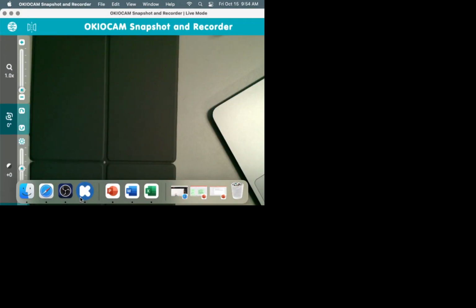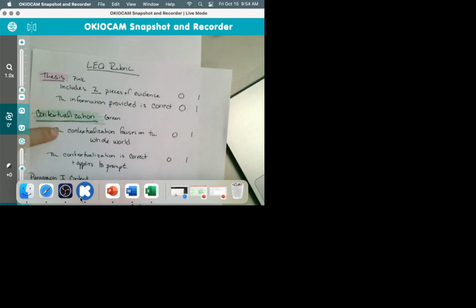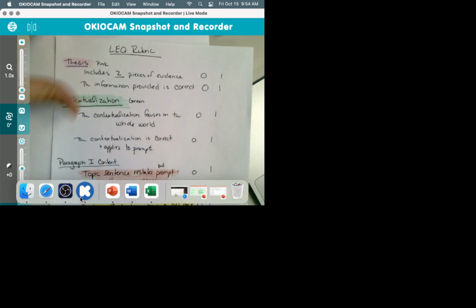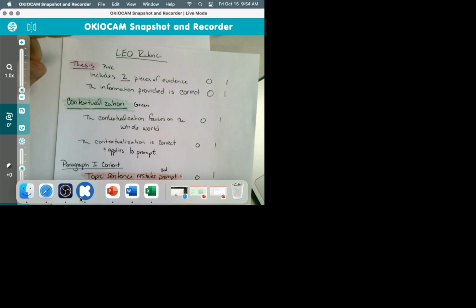Three, two, one. Okay, so the major lesson from this quick little mini lesson is the rubric is the most important thing. Making sure your contextualization, cleaning up a little bit from yesterday. Yesterday's was an introduction. Today's getting into the more nuts and bolts of it. Your thesis should include two pieces of evidence, and the information has to be correct. Basic parts. Contextualization. When we're talking about your contextualization, it has to focus on the whole world.